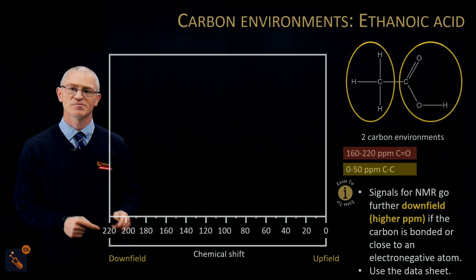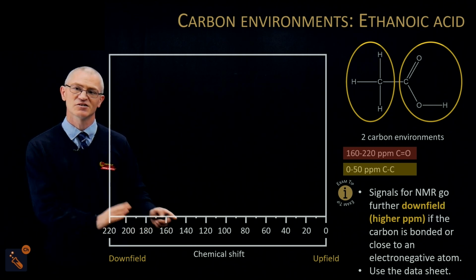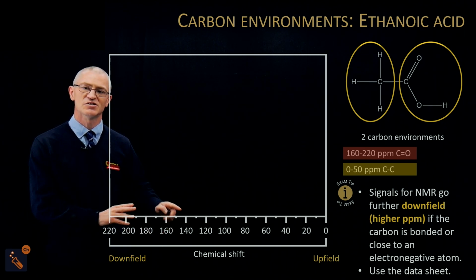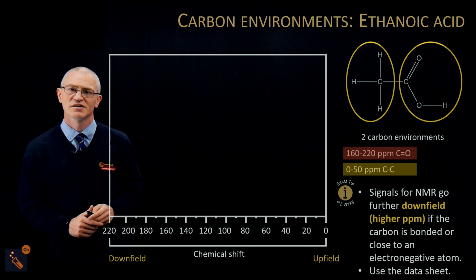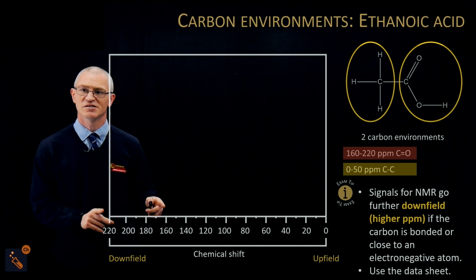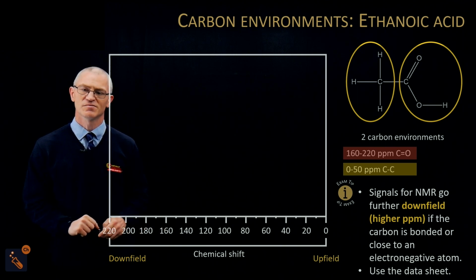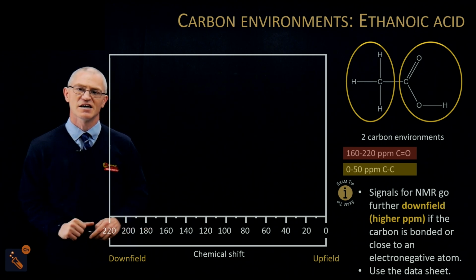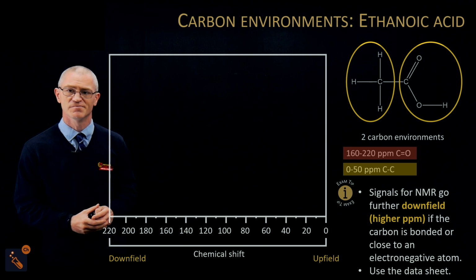And the higher the ppm, the more downfield it is. Now, if it's connected to an electronegative atom, it's going to be in this direction. If it's not, it's going to be upfield. Now, you can see our C=O is between 160 to 220. So you can see that fits because it's to the left-hand side of the spectrum, okay? And to the right is our C-C because it's not bonded to an electronegative atom.